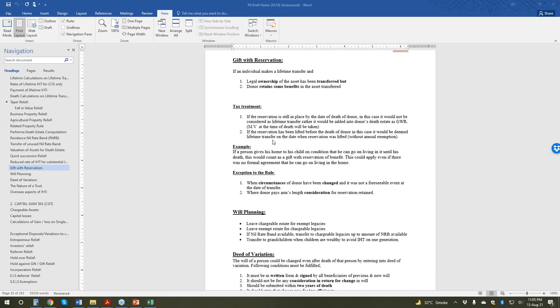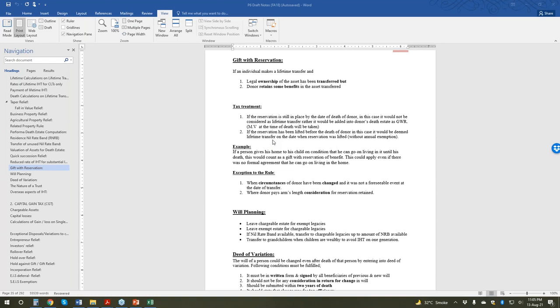So that is what will happen in our case. But let me tell you another thing. If the asset is of such nature that its value has been increased since the date on which it was first transferred, and then it was later transferred, if the value has increased from that date, the second gift will be considered as the lifetime transfer.